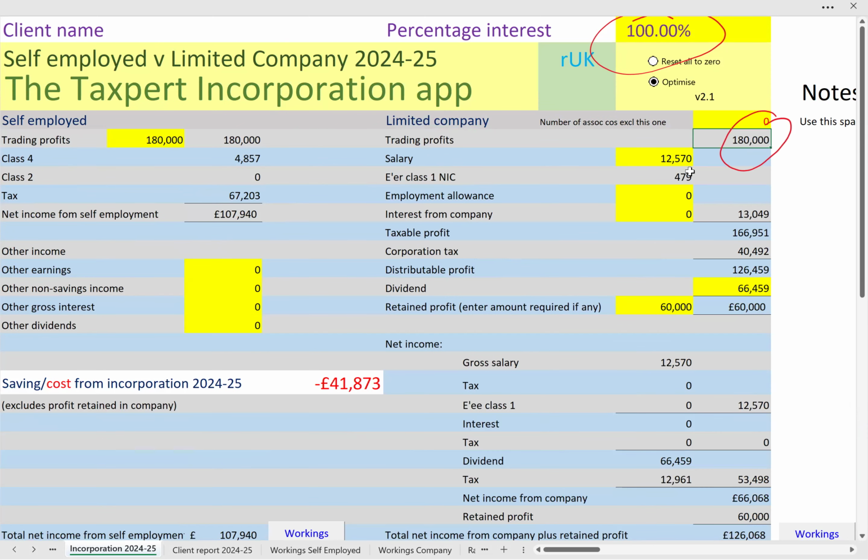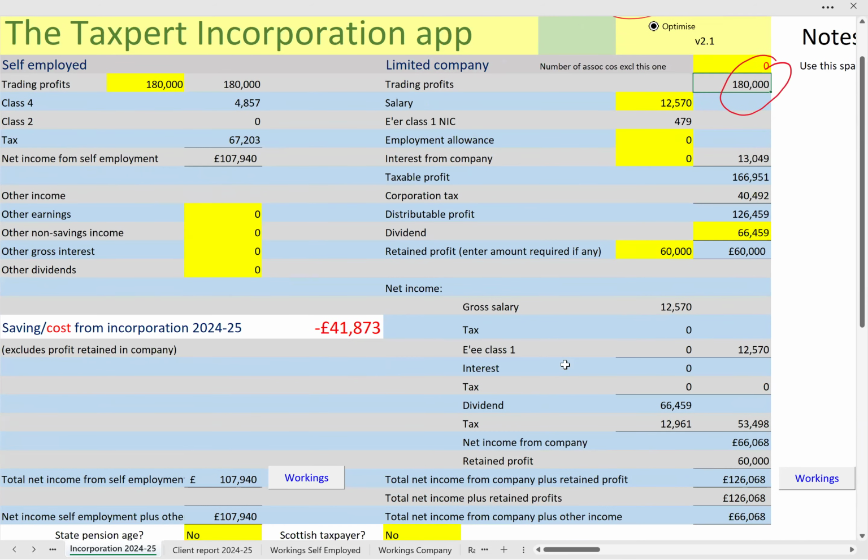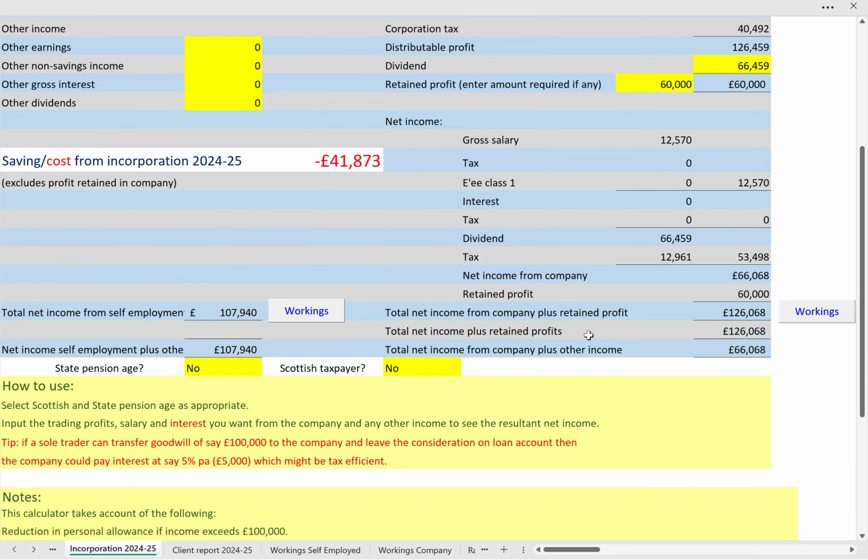And again, after it goes through all of its processes, we will end up with the answer. And 12,570 again as the salary. You can see the 60,000 dividend left. And down here, and this is where we do need to be able to interpret the result sensibly, I've got the net income from the company of 126,068. That includes the 60,000 retained profit.